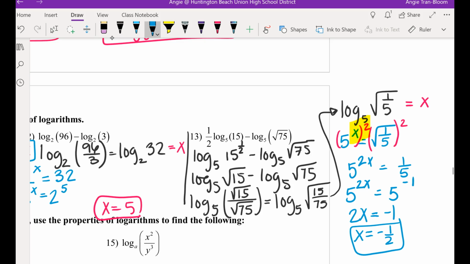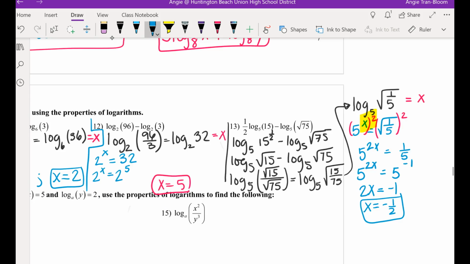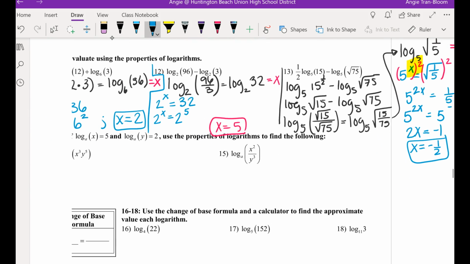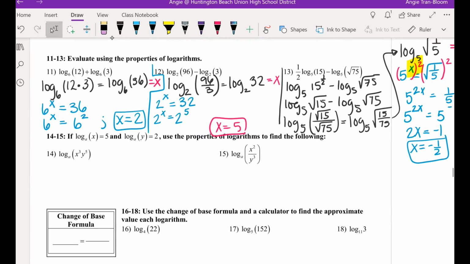I'll let you guys finish copying before I move up. We just have 2 more sets of examples. Ready? Okay, example 14 to 15.